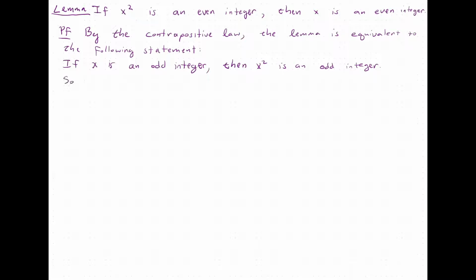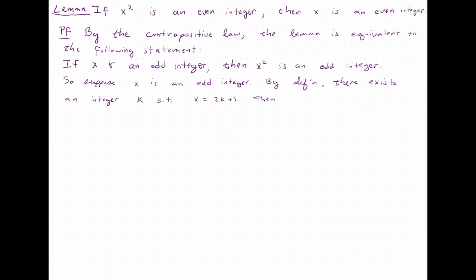So suppose x is an odd integer. By definition, there exists an integer k such that x is equal to 2k plus 1.